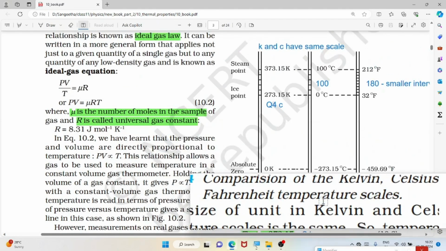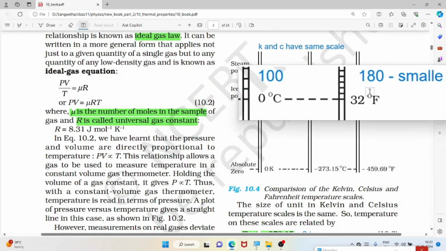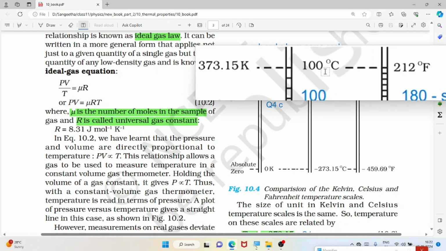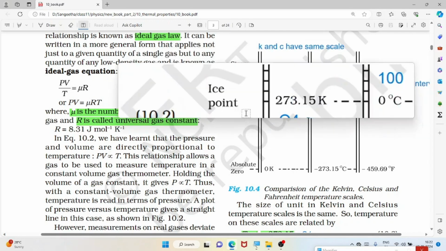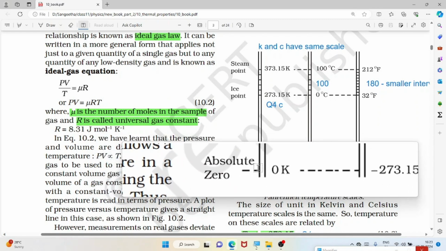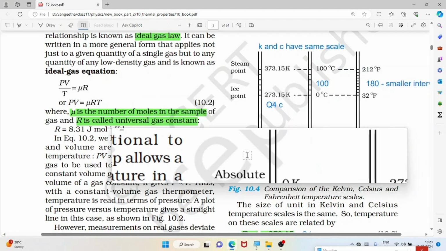These are the fixed points on the scales. For Celsius and Fahrenheit, 32 is one fixed point and 212 the other; 0 is one fixed point and 100 degrees the other. But for the absolute scale, Kelvin, 0 is the one fixed point. You see the fixed point dotted line here.